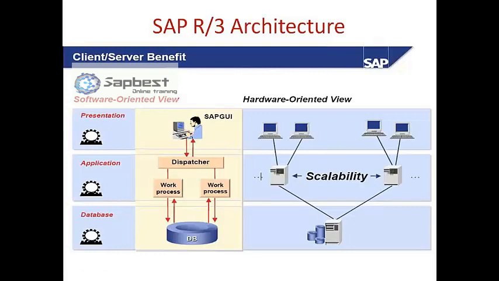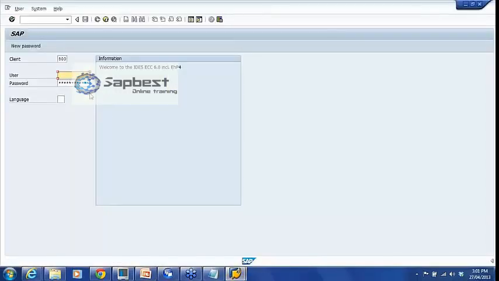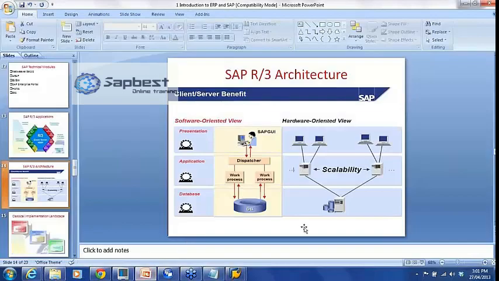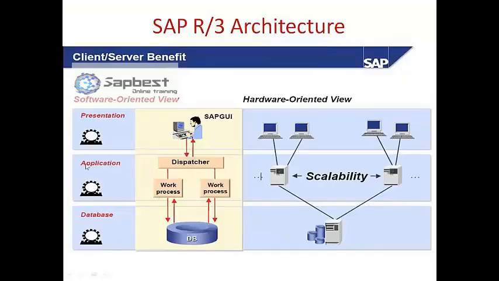The first layer is the presentation layer, where we have SAP GUI. I'm using SAP GUI to log on to the SAP system, as the end user or a consultant. This is called the presentation layer. Then what happens when I log on to the system? Whatever interaction I do with this screen after logging on will be communicated to the application server.